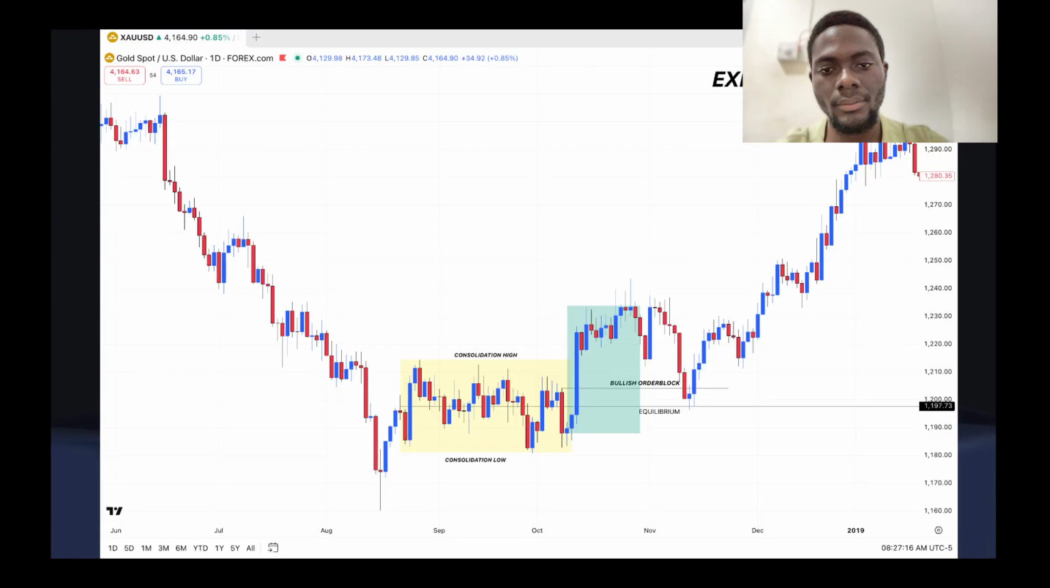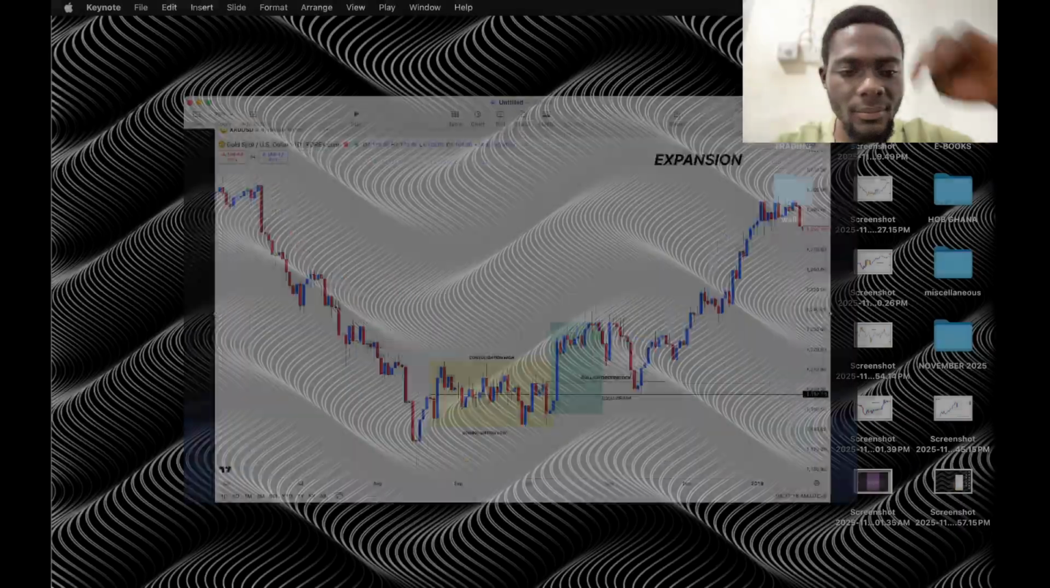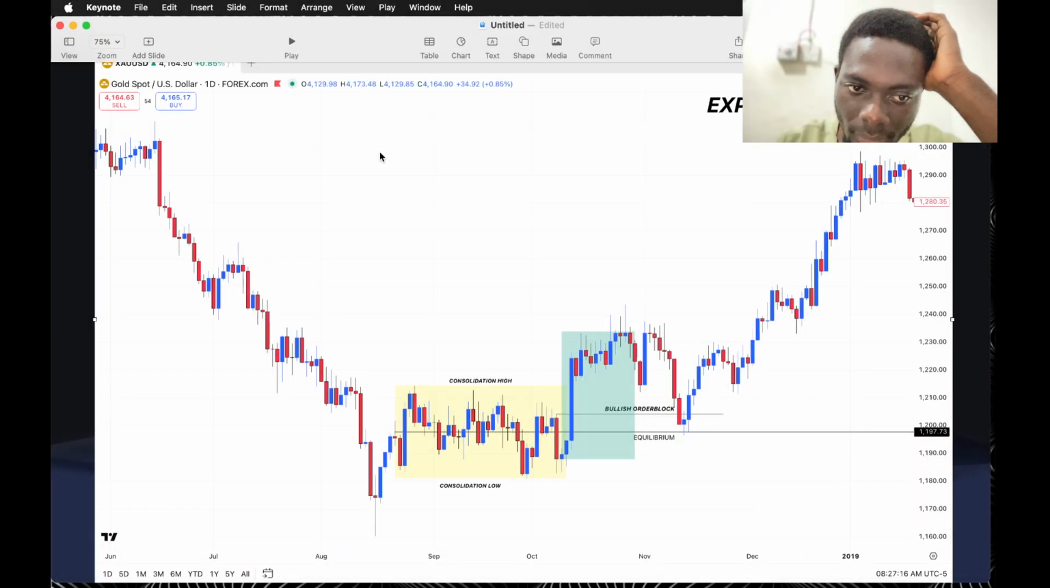What if the order block is too large? Like for example, this one like this. What if the order block is very large? Did you say it's very large? Yes, like the one we are doing. This one. Yes, yes.